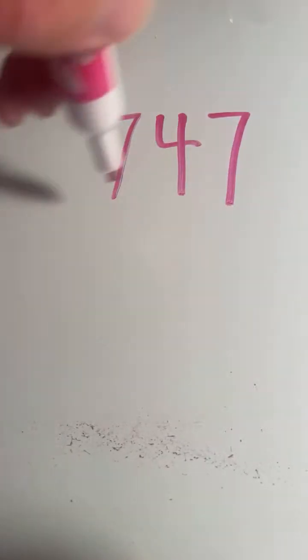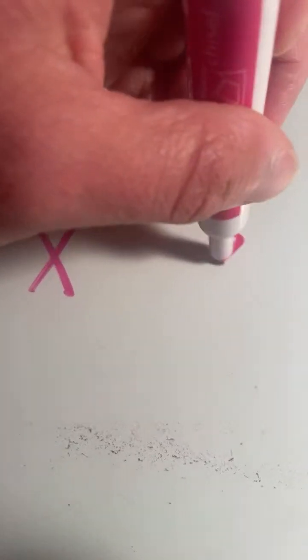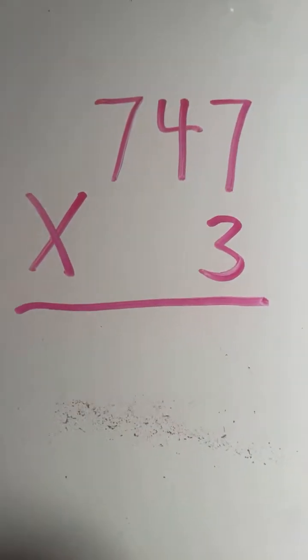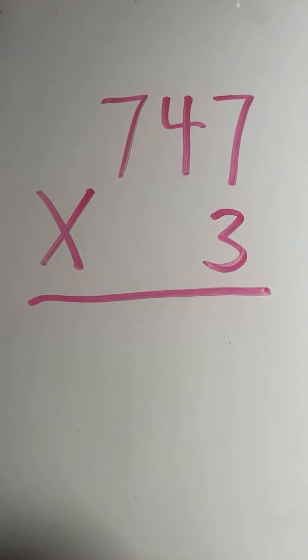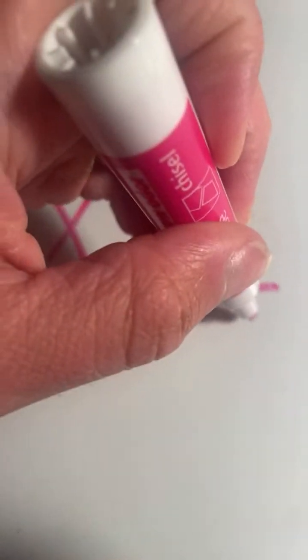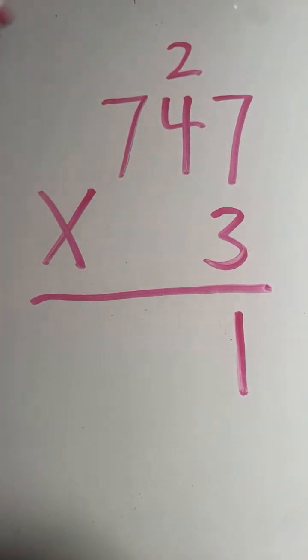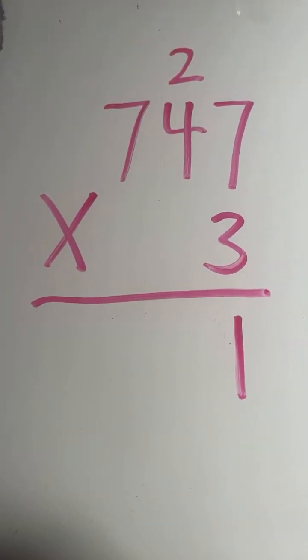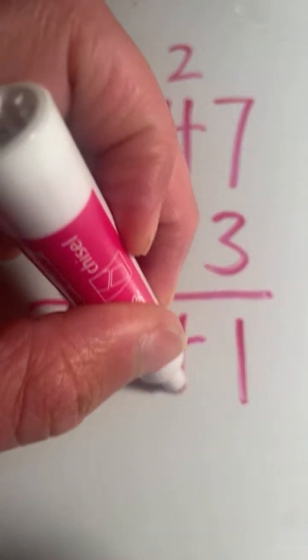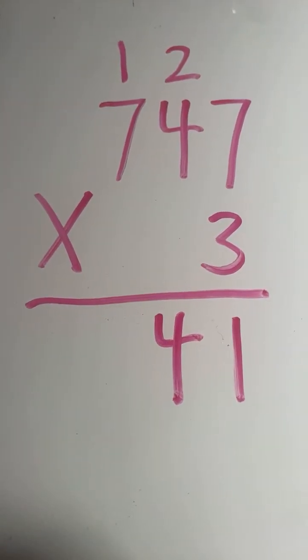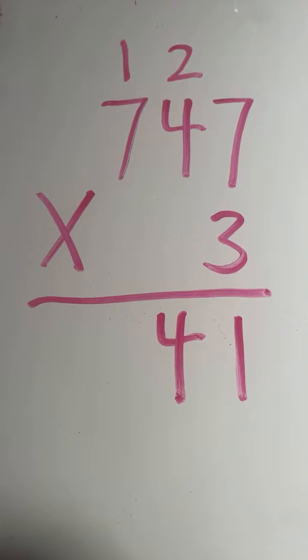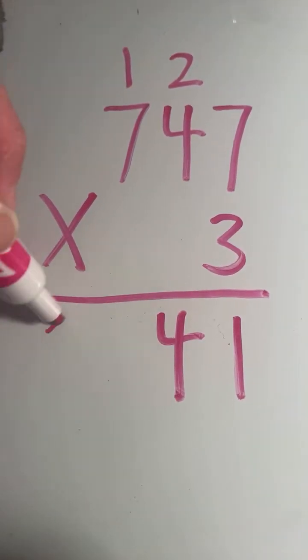747 times 3. 7 times 3 equals 21. The 1 in 21 goes in the ones place. The 2 in the number 21 gets carried over to the tens place. 4 times 3 equals 12, plus 2 equals 14. The 4 in 14 goes in the tens place. The 1 in 14 gets carried over to the hundreds place. 7 times 3 equals 21, plus 1 equals 22.